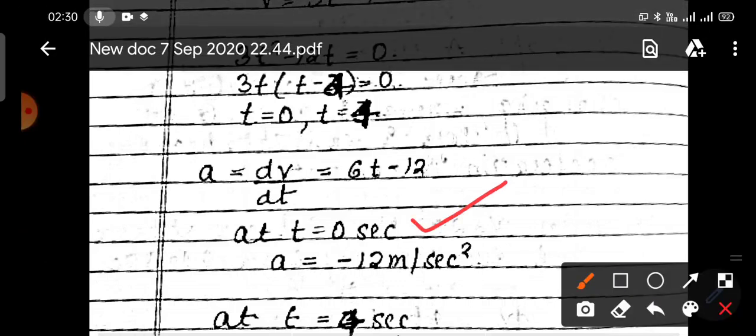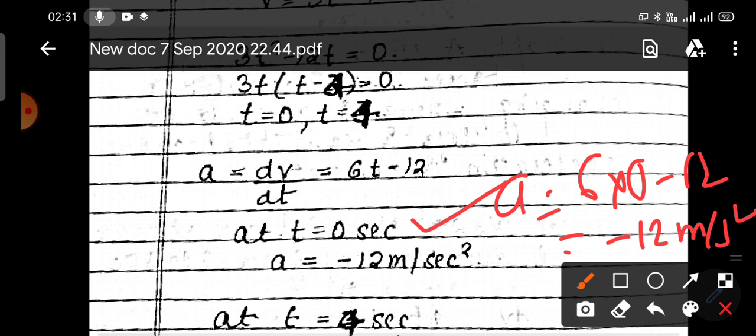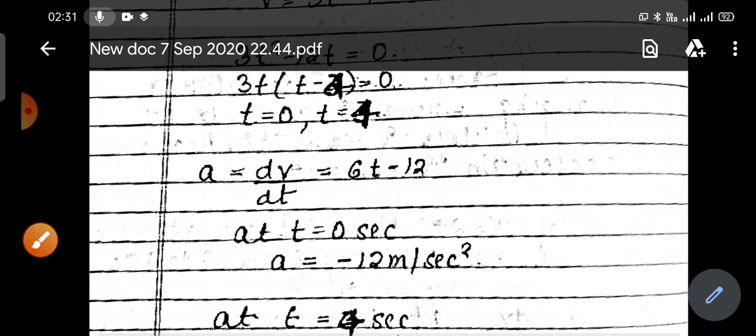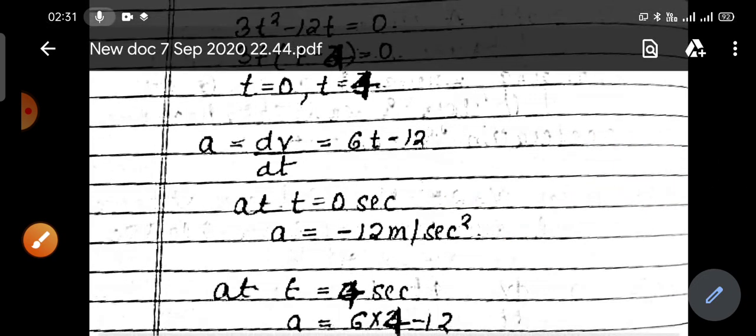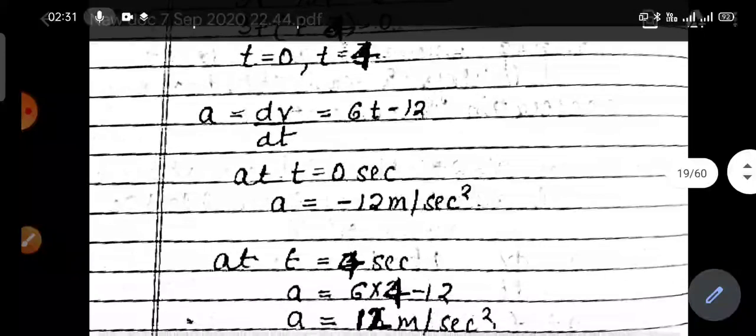Now you will get two equations. We will get two values of acceleration. So when t is equal to 0, the body is at rest. At that time acceleration is how much? So 6 into 0, acceleration is equal to 6 into 0 minus 12. So that means minus 12 meter per second square. So when t is equal to 0, and the body is at rest, at that time acceleration is minus 12 meter per second square. That means it is going with negative acceleration.